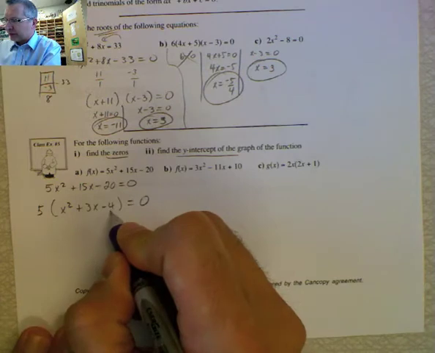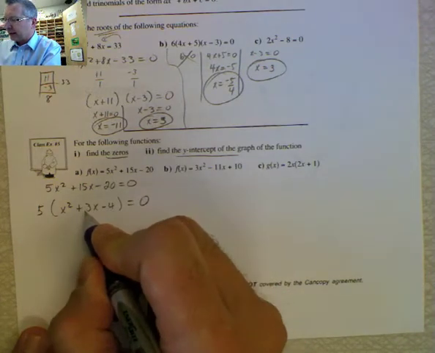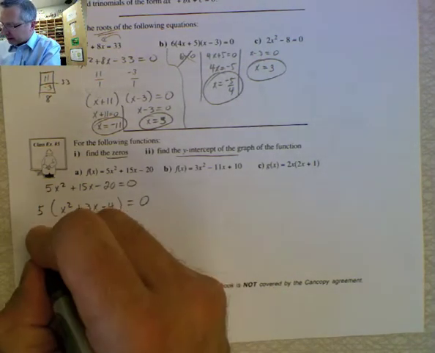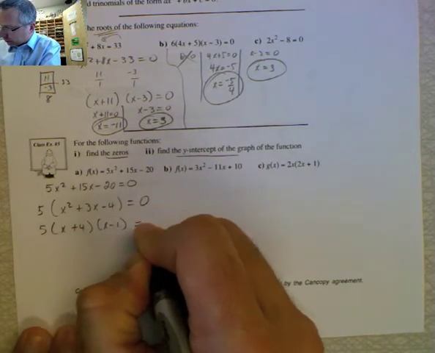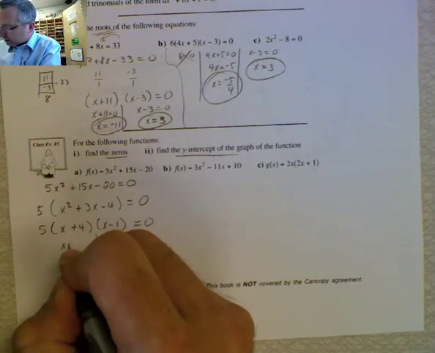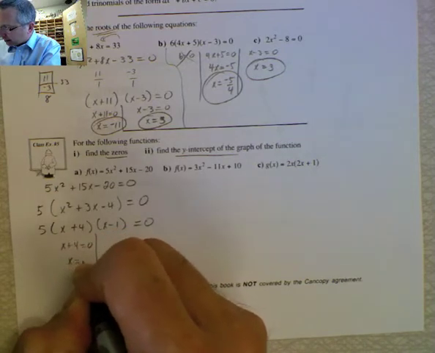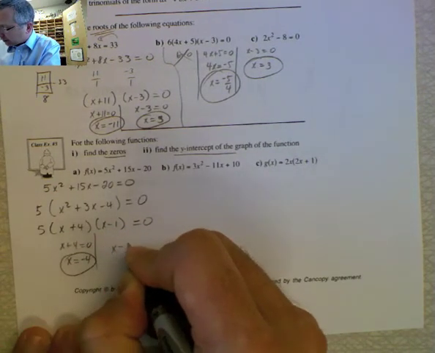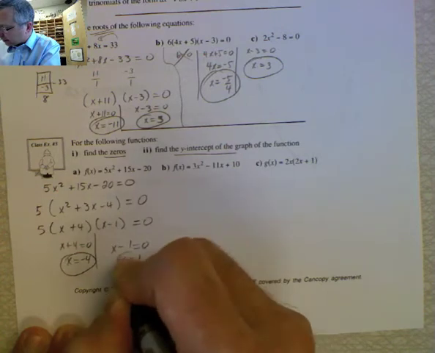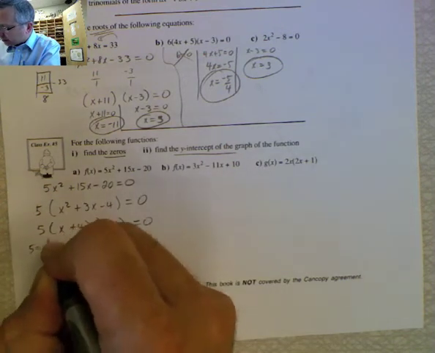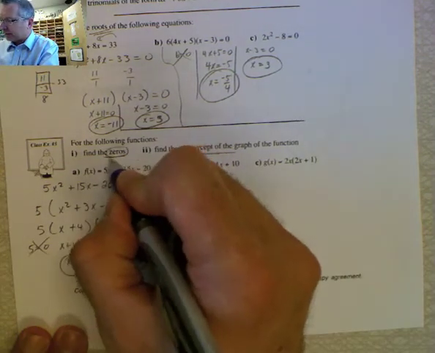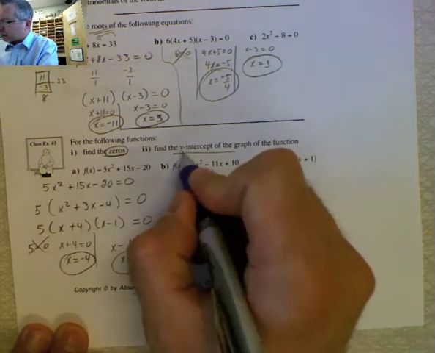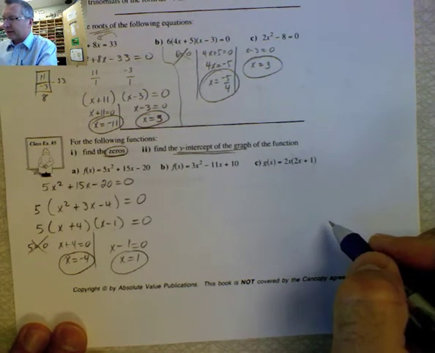So two numbers that multiply to negative 4 and add to 3 are positive 4 and negative 1. And if we equate each of these to 0, we get negative 4 and we get 1. 5 equals 0 doesn't make sense, so it's not part of our solution. So we have found the zeros. It also wants us to find the y-intercept.